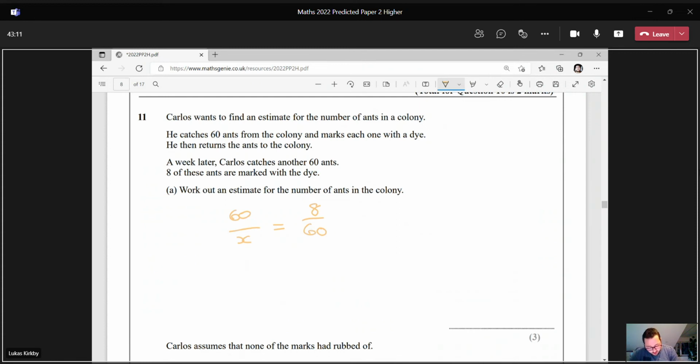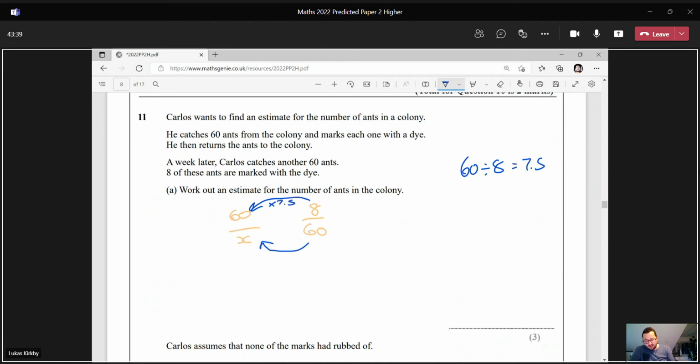Okay, so let me just get rid of this equal sign. What we're looking at now is how do we get from 8 to 60, and that's going to match up with how we get from 60 to x. So we just see 60 divided by 8. Let's write that down. 60 divided by 8 is 7.5. So to get from 8 to 60, you would times 7.5.